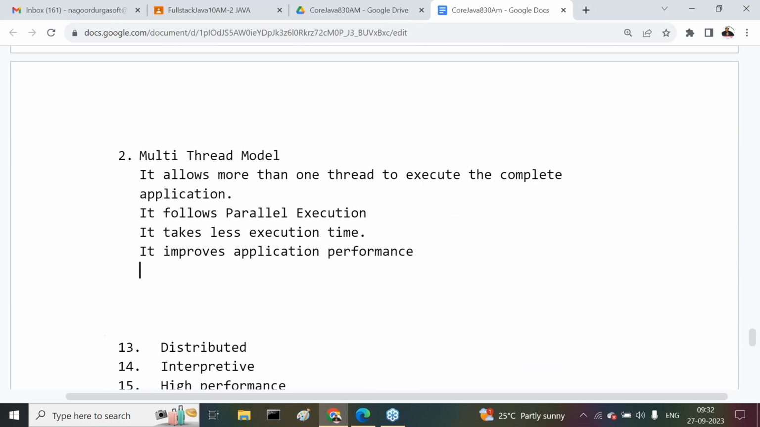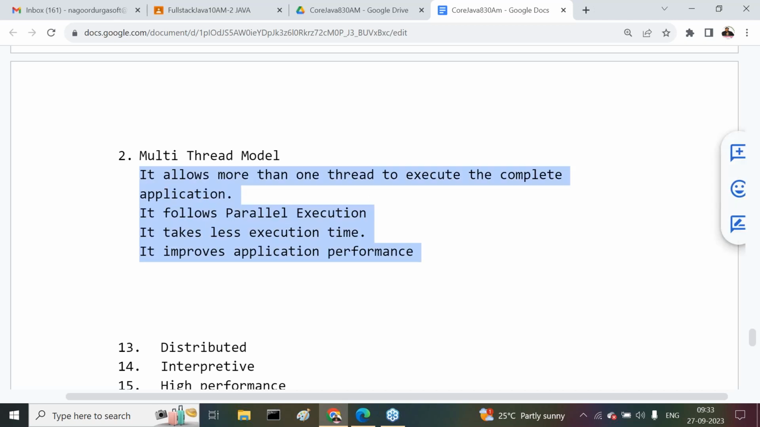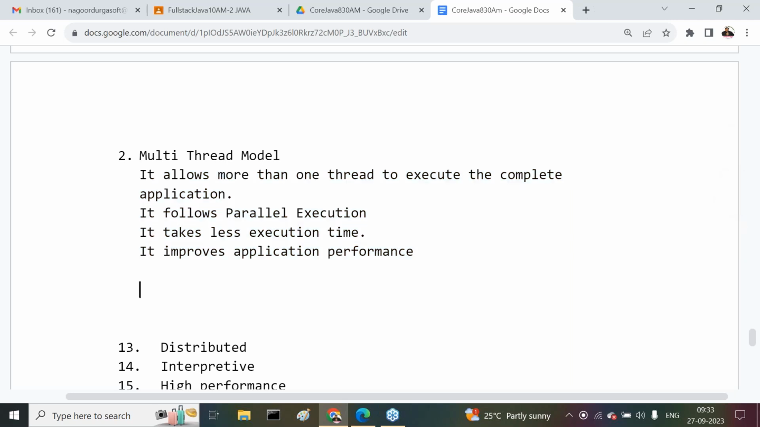Multi-thread model: it allows more than one thread to execute the complete application. It follows parallel execution. It takes less execution time, and it improves application performance. So this is exactly the meaning of the multi-thread model and the single thread model.